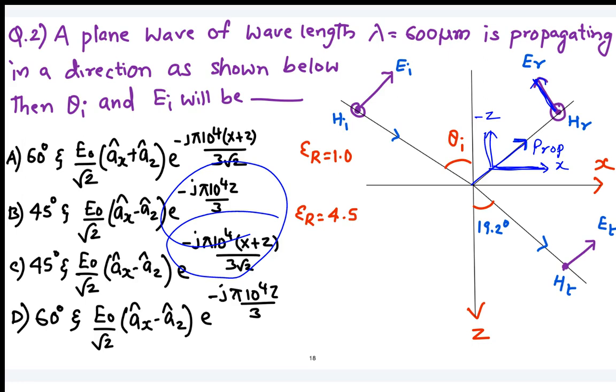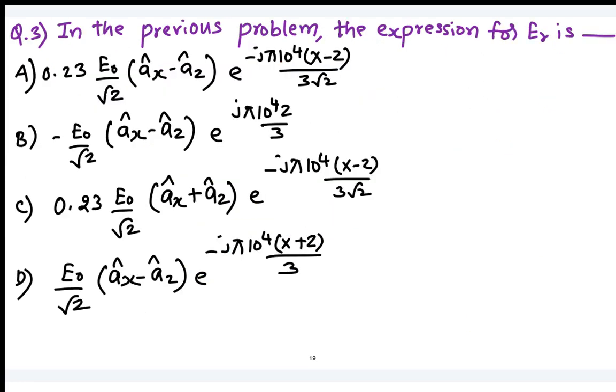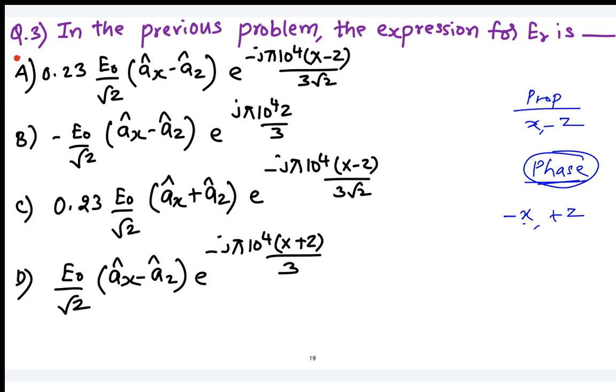So have a look at the options. You should have negative x and positive z in the phase part, because your direction of propagation is having positive x and negative z, but in the phase term it is exactly opposite. You should have negative x and positive z. So what all the options are satisfying here? Can you reply? Option A and C. So you can see here option A and option C, negative x and positive z. So option B is ruled out and option D is ruled out.